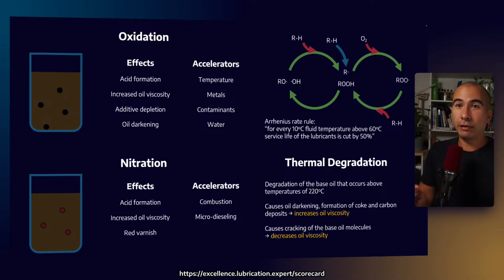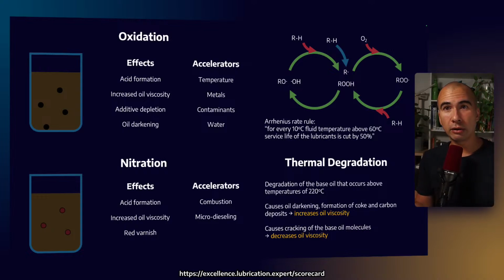Nitration is kind of like oxidation, but with nitrogen instead. It happens at much higher temperatures because to break the nitrogen molecule apart requires a lot more energy, because it's triple bonded to itself. You'll often see this, well, not often, but you'll see this in things like combustion engines. Again, you'll see the formation of acids. You'll also see some varnishes occur.